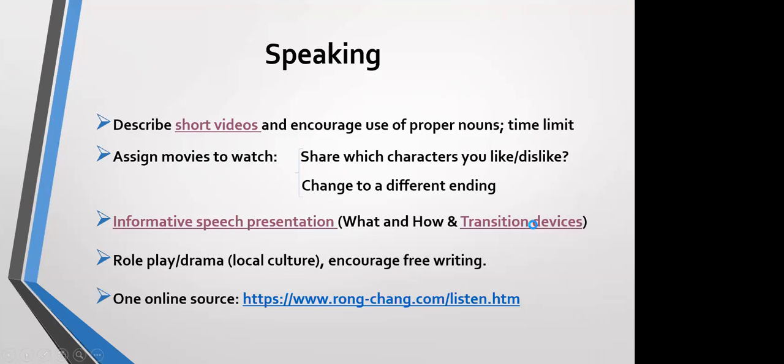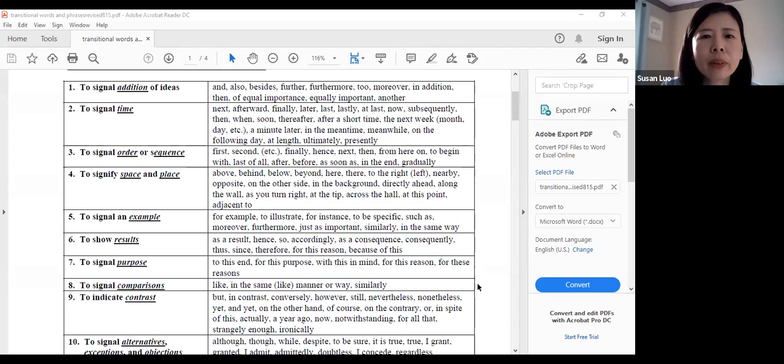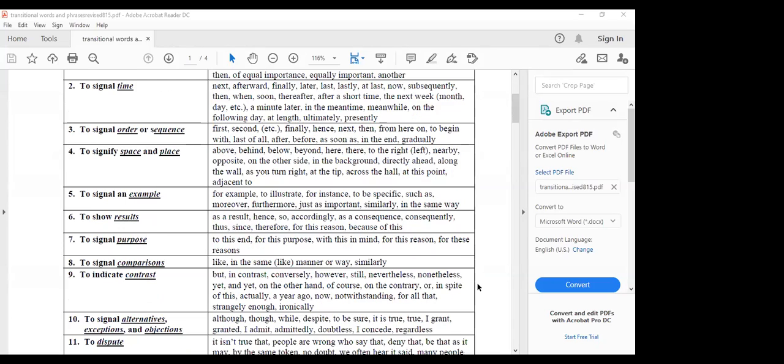Susan, we can't see the chart for transition devices. Okay. Share screen. Okay, chart is here. Sorry. That's okay. Share. It's the beauty of technology. Yeah. So but those you can see now, right? Right. It's perfect. Yeah. Yeah.